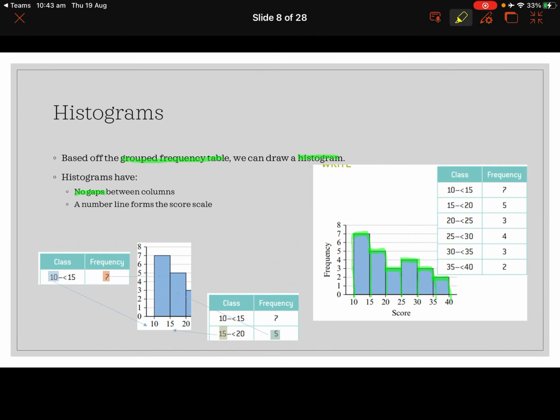Then we have a number line that forms the score scale. What that means is, see this, we've got a class from 10 to 15. Along the bottom, we're going to have the bar going across 10 to 15. Because the frequency is 7, that's why our bar goes up to 7. Frequency is on the y-axis and score is on the x-axis.